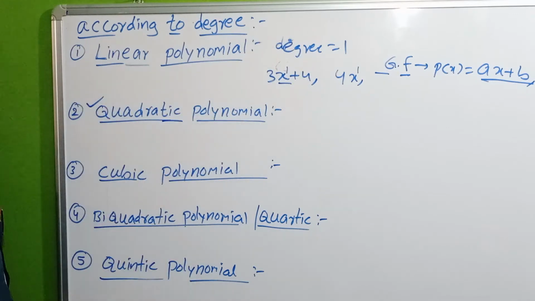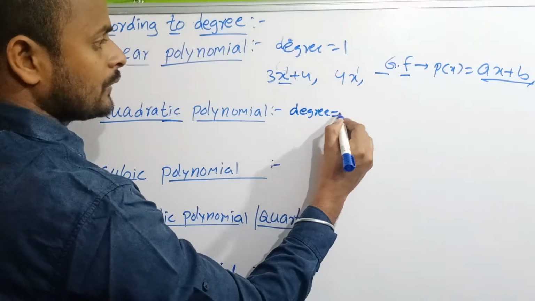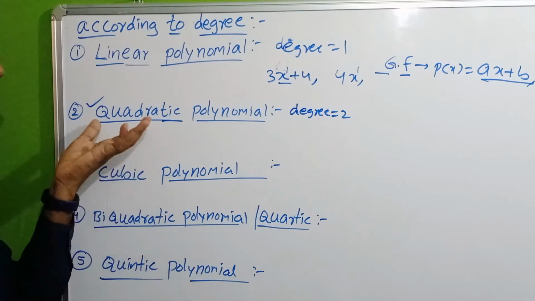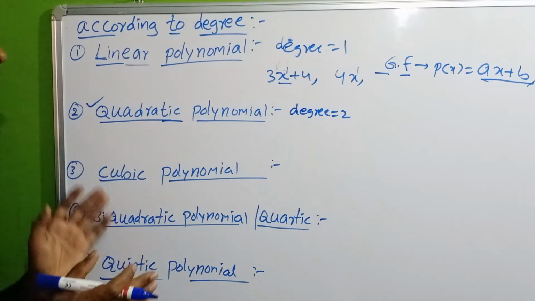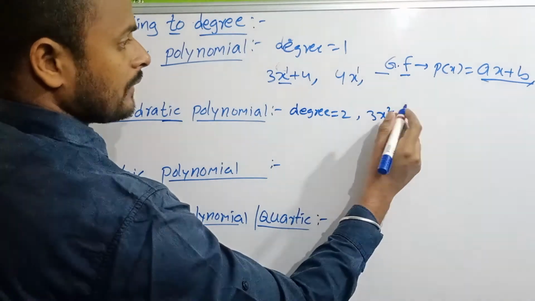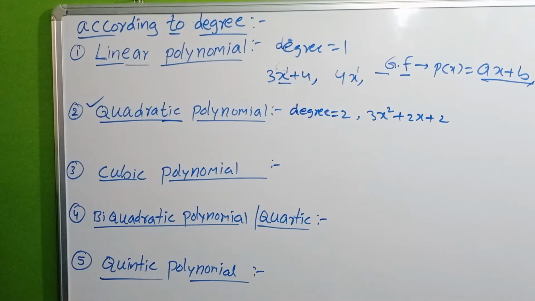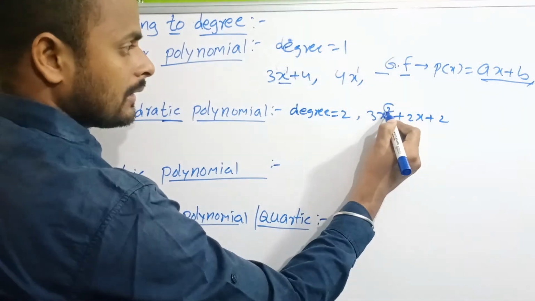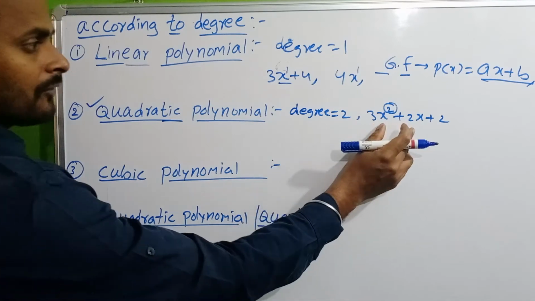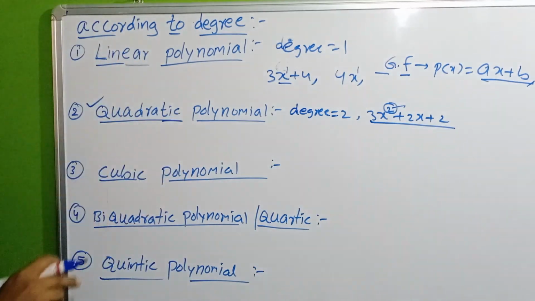Next, quadratic polynomial. Which polynomials have degree 2? Polynomials having degree 2 are called quadratic polynomials. For example, 3x square plus 2x plus 2. This is a polynomial and its highest power is 2, so the degree of the polynomial is 2. So this polynomial is a quadratic polynomial.